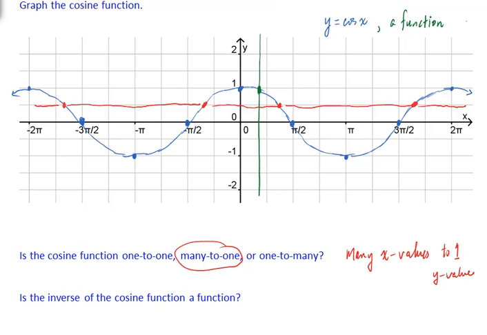Is the inverse of this going to be a function if we replace x and y and flip the curve across the diagonal line y equals x? No. It won't be a function. The fact that the original function is many to 1 means the inverse will be 1 to many, which is a non-function. And if it's 1 to many, that means it has many y values corresponding to one x value. That's not a function.